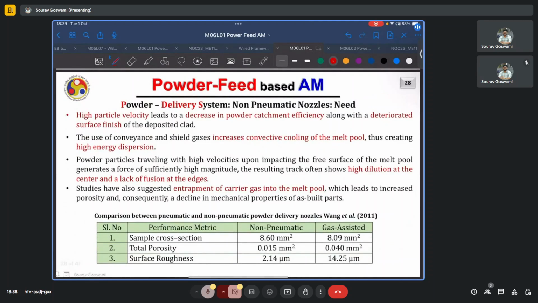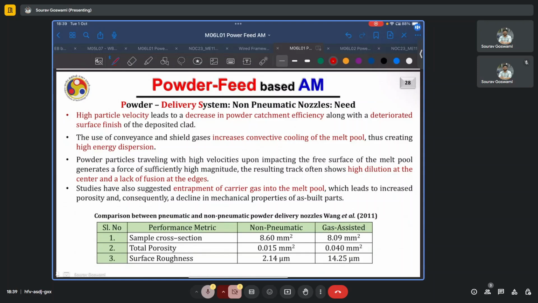Now, while discussing these beam-based, wire-based processes, there was a question during the assignments, during our practice sessions, where we saw how we cannot really have a blown powder or gas-based setup with an electron energy beam source, and that is because of the need to maintain vacuum. This has also been recognized, and thus some non-pneumatic nozzles have also been proposed. And let us see what is the need and how they compare with your typical conventional pneumatic nozzle.